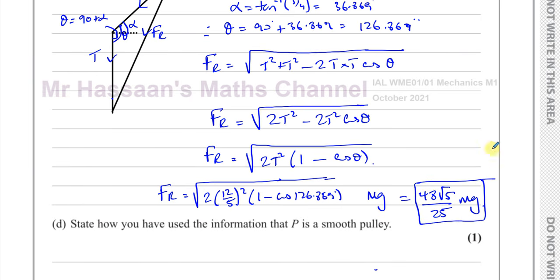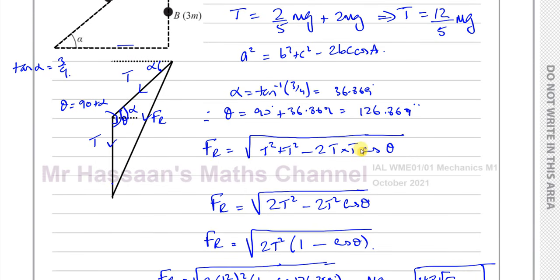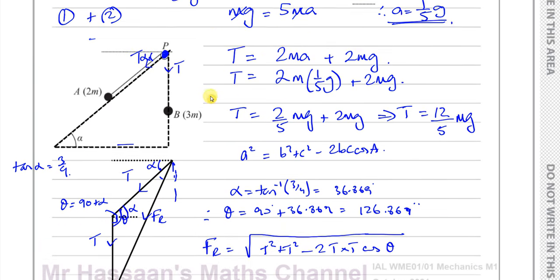They did not ask us for the direction of this force. If they did ask us for the direction of this force, we would have to find what this angle is here, and then we could say it's a certain number of degrees from the vertical or the horizontal, or we could give it as a bearing. That wouldn't be too difficult. We could use the sine rule, for example, to find this angle, and then we could work out the bearing, or whatever way they want us to describe it. So that's part C.